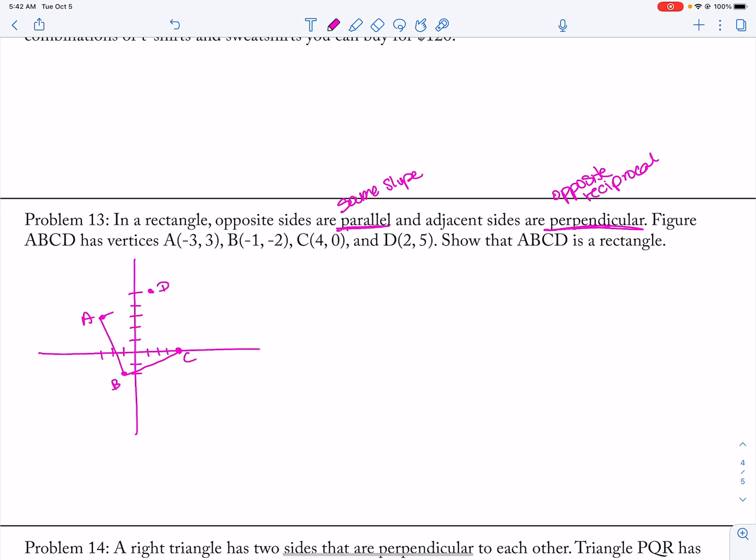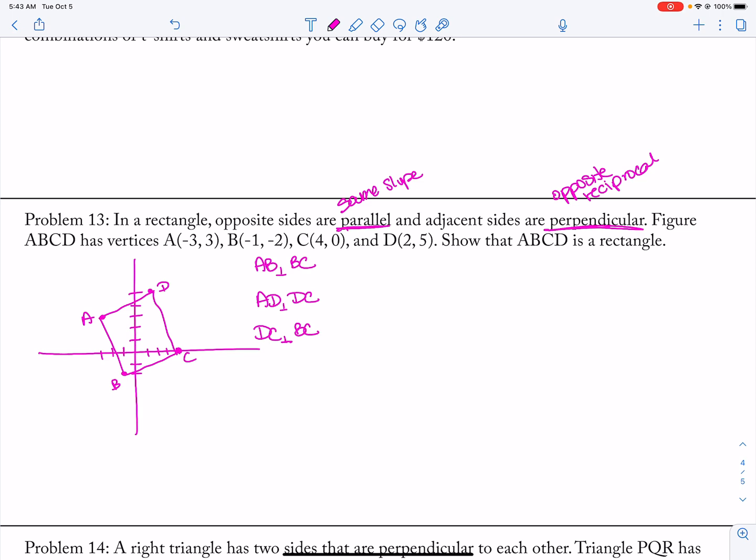So what I'm proving is that I need to show AB is perpendicular to BC. That's the sign for perpendicular. I need to show that AD is perpendicular to DC. And then I need to show DC is perpendicular to BC. And we already did BC to AB.